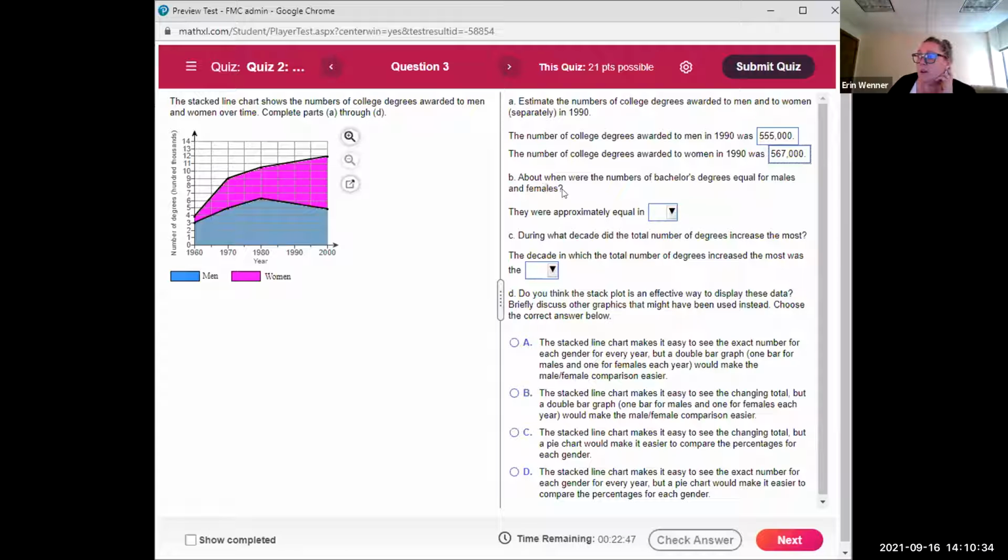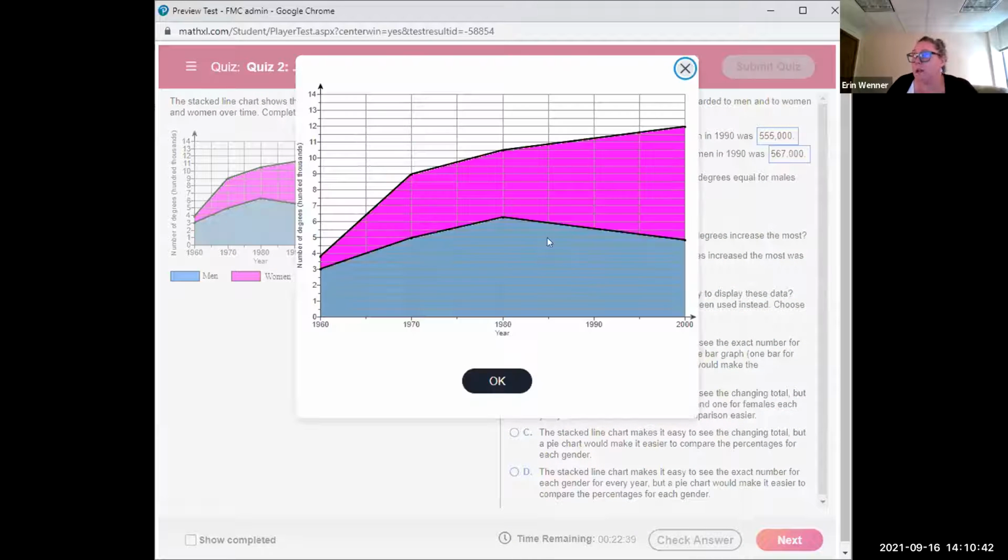And then, about when were the numbers of bachelor's degrees equal for males and females? So again, when were they about equal? What we're talking about is when was this band the same as that band? And it looks to be about 1990. From then we're seeing men is declining, women is increasing. So the female band is getting bigger, and the male band is getting smaller.